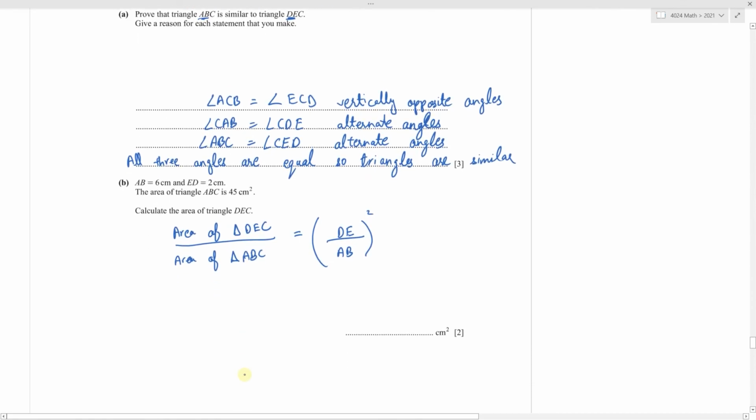So now let's substitute the values here. Area of triangle DEC over area of triangle ABC, which is 45, equals DE, which is 2, over 6, squared. So let's take the square here, which is 4 over 36, and if I take this 45 to the other side, it will be multiplied here. 4 ones are 4, 4 times 9 is 36, 9 times 1 is 9, 9 times 5 is 45. So you're left with 5. So your area of triangle DEC is 5 centimeter square.